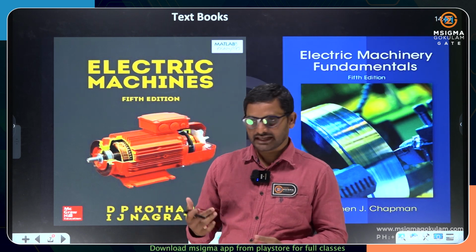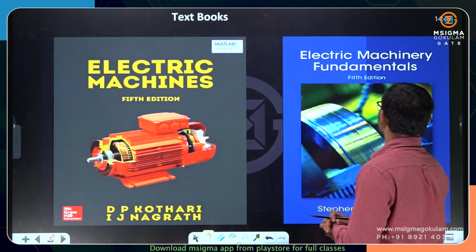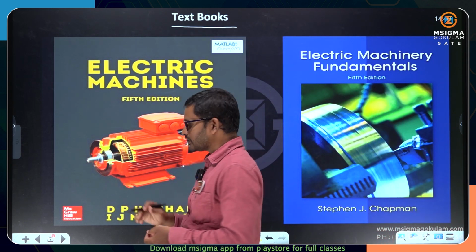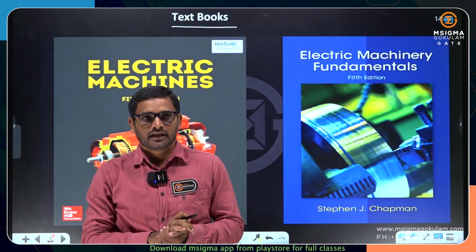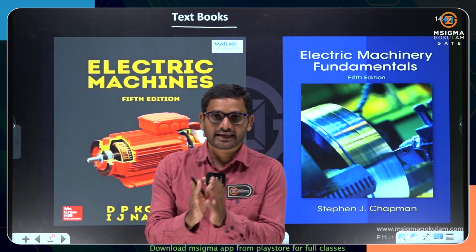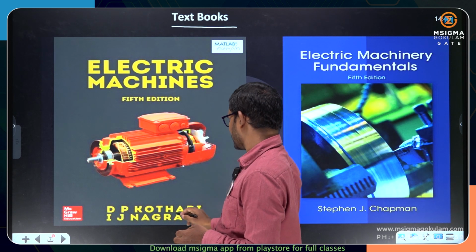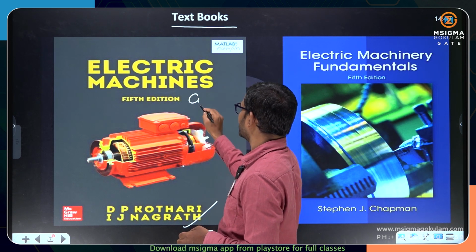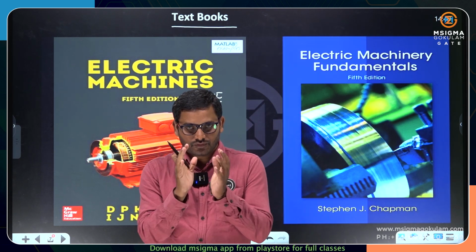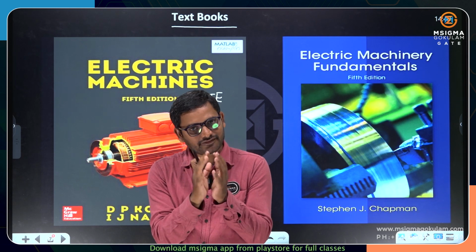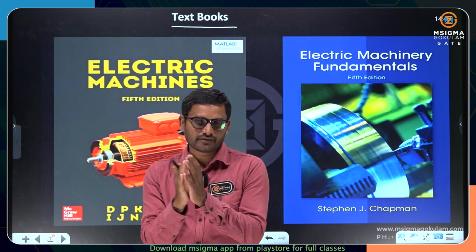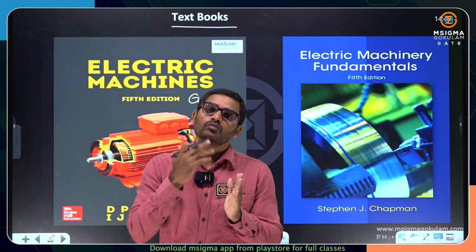Moving ahead, textbooks. I just wanted to give you a quick reference. Whatever may be the textbook, it will give you good information. But if you are planning for the GATE examination, I prefer the Nagrath and Kothari textbook. For GATE, this textbook is good. It has concise, enough information and a few solved problems. If you can read it and solve it, that's enough. You'll get an idea.